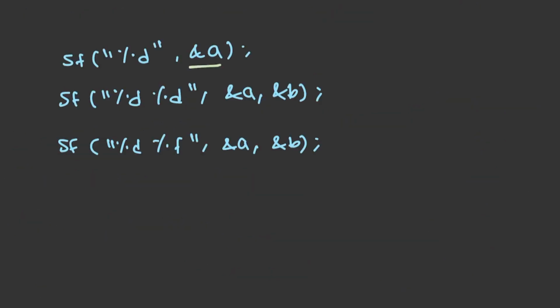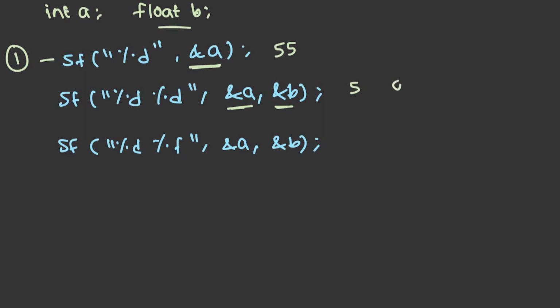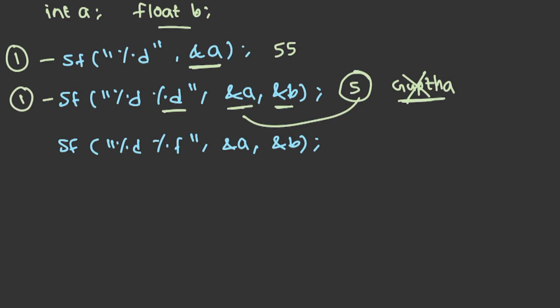Here it is taking the input of a. Let's consider a is an integer and b is a floating point number. It is taking the input of a. If you give the input as 55, then it will return 1. It is taking the input of these two things. If you enter 5 and a string, suppose for example Gupta, 5 will be taken as an integer. This cannot be interpreted as an integer, so this will not be considered as input. The number of values that have been read successfully, only one value has been read successfully in this case and one will be returned by this statement.